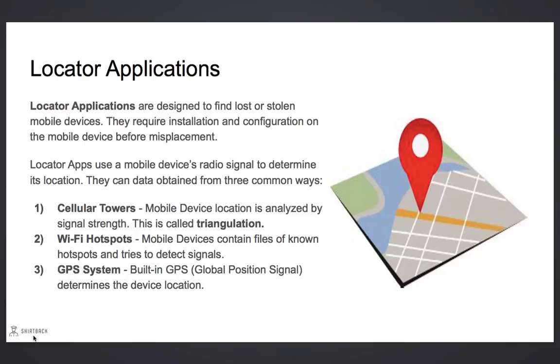Cellular towers can identify a mobile device location through a process called triangulation. Wi-Fi hotspots will help to detect signals of known networks on the mobile device. GPS stands for Global Positioning System. It is a satellite technology that helps to determine the device's precise location.